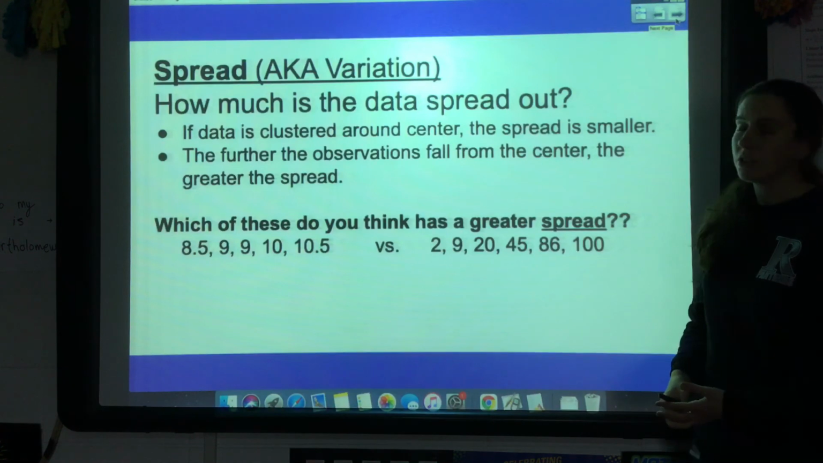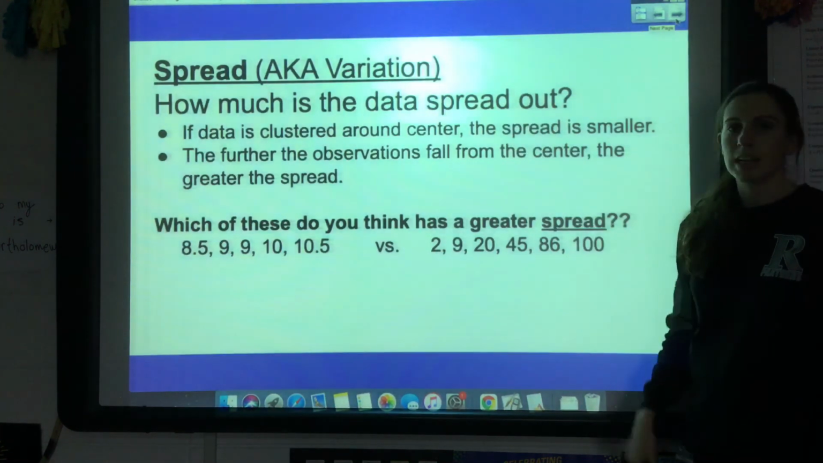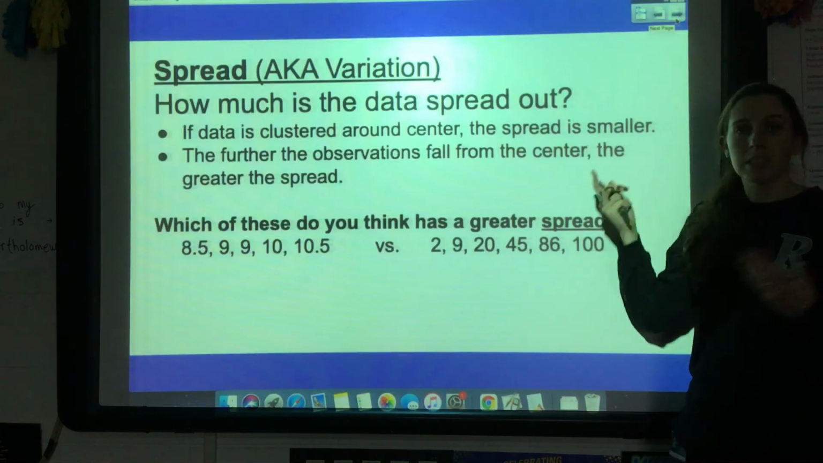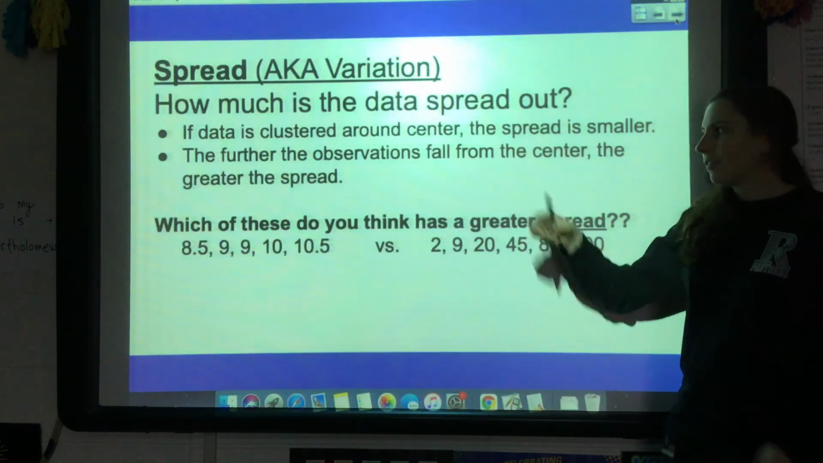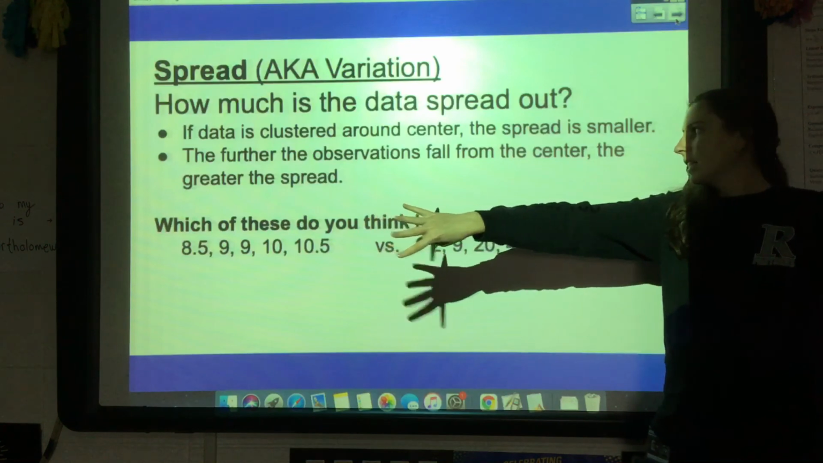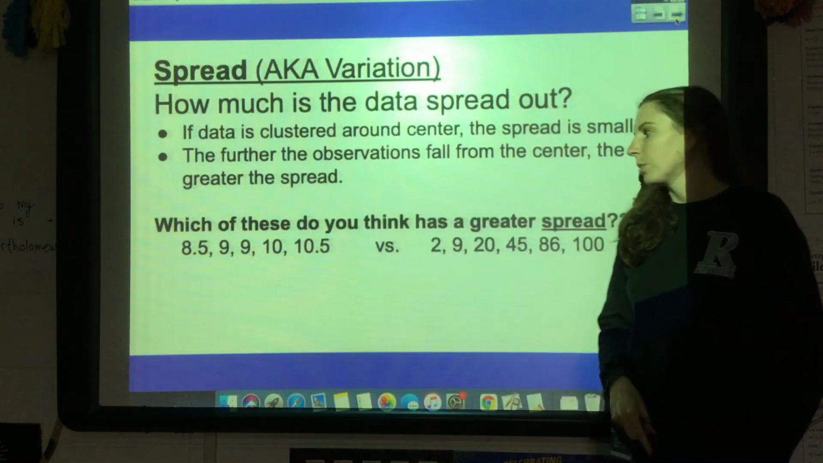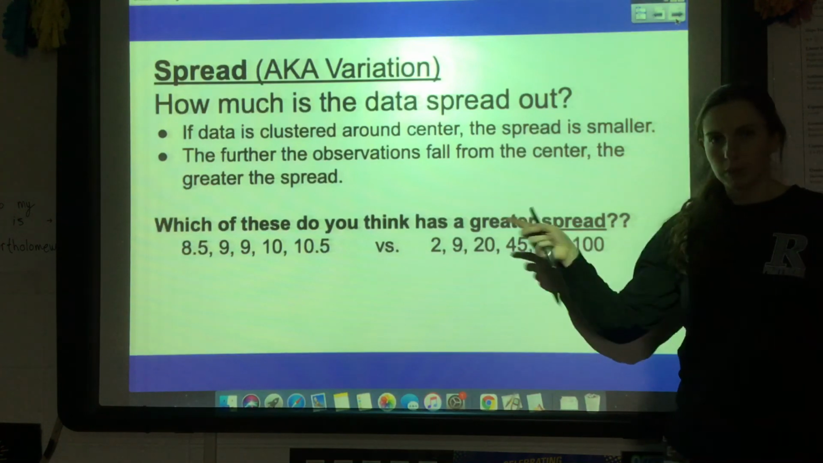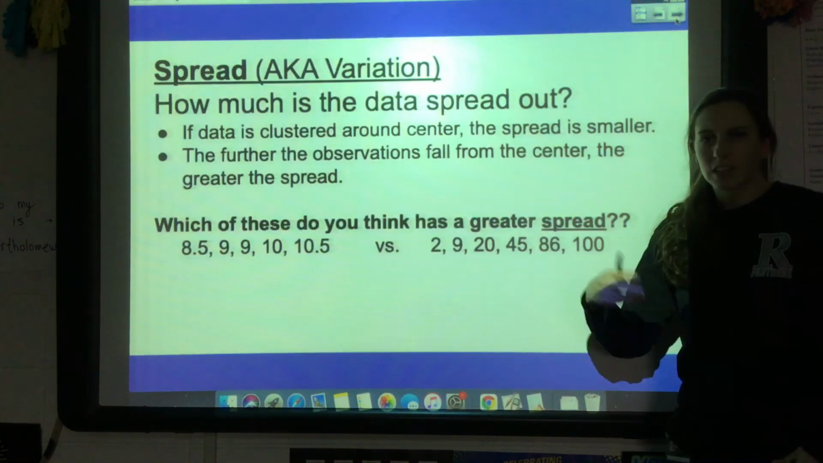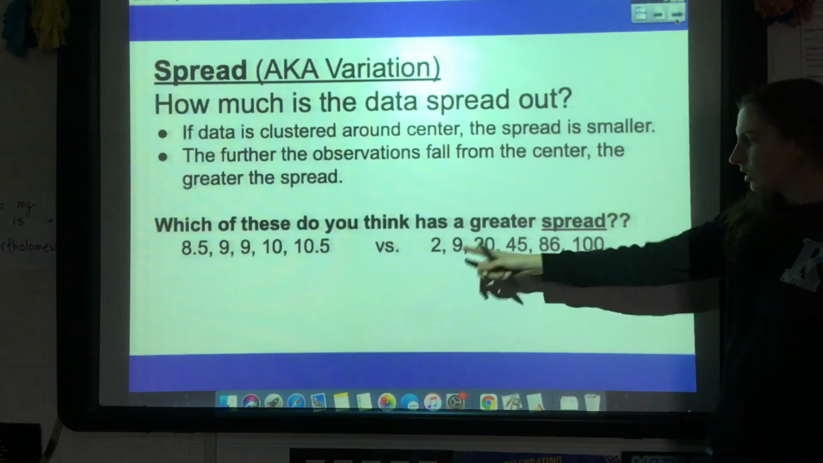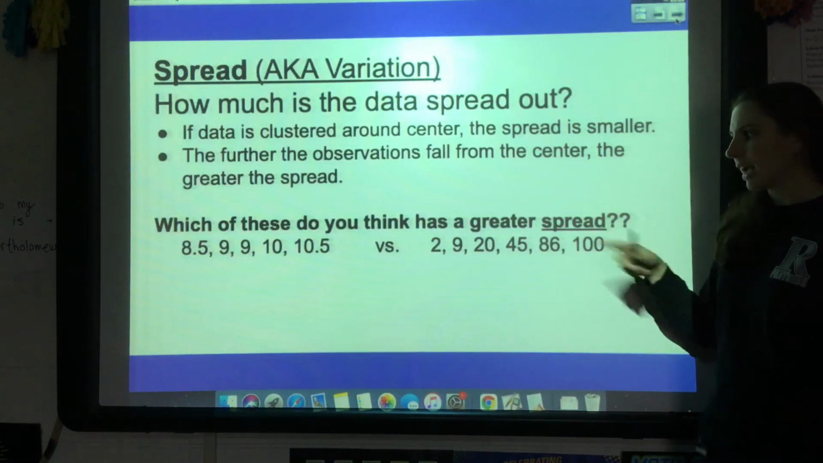So again, spread is just asking how much is the data spread out? If the data is all clustered around the center, the spread's going to be a small number, and the further everything is from the center, it's going to be a bigger number for your spread. And there are a few different ways to represent spread, just like there are a few different ways to represent the center. So which of these two data sets do you think is a greater spread?